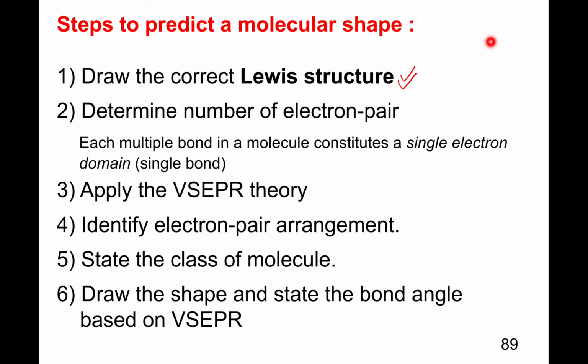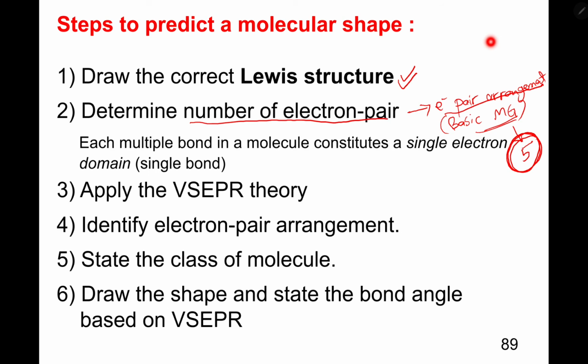Okay, when we have the Lewis structure, we need to determine the number of electron pairs. This is used to determine the electron pair arrangement based on the basic molecular geometry that we have discussed just now. How many basic molecular geometries do we have? We have 5. These 5 basic molecular geometries will determine the electron pair arrangement based on how many electron pairs we have around the central atom. And then we apply VSEPR theory.